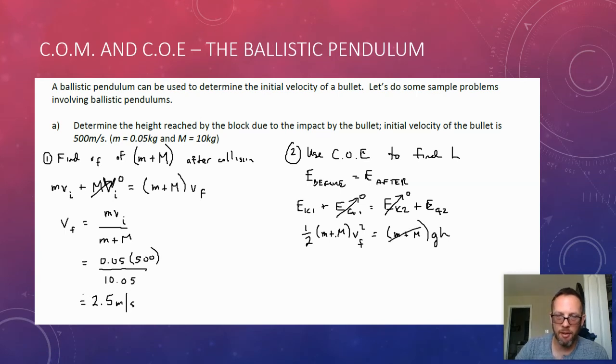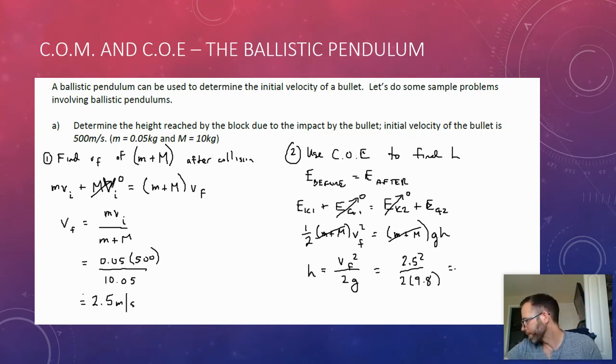It's actually nice. These masses divide out, and we're solving for h. So h equals v_f squared, and we just have to divide by g, divided by 2g. So let's find that: 2.5 squared divided by 2 divided by 9.8. I got about 0.32 meters. So that ballistics pendulum is going to swing up, and the bullet block will go up 0.32 meters.